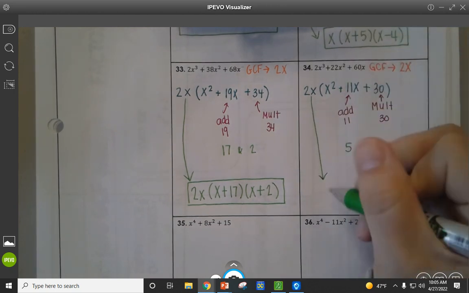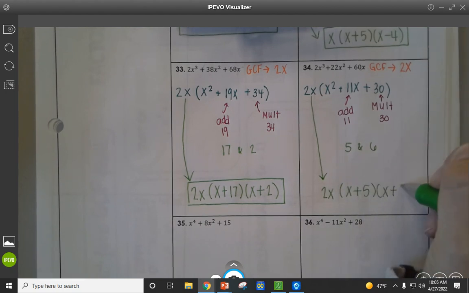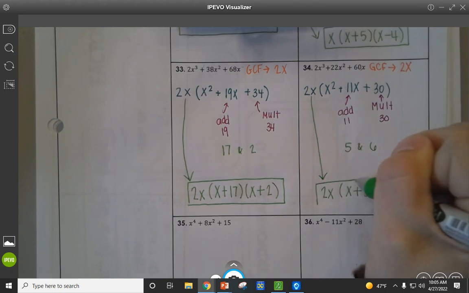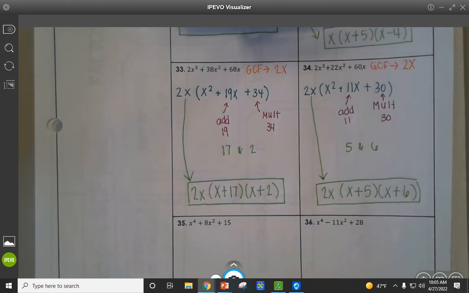So the GCF needs to be brought down. And then we also have x plus 5 and x plus 6. If you put the 6 first and then the 5, that's totally okay. But your GCF does need to be written in the very front. Are there any questions on number 34?